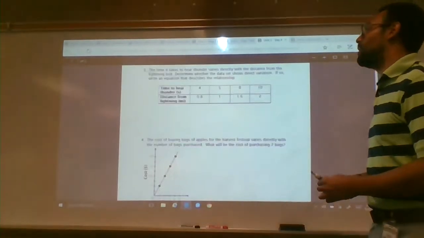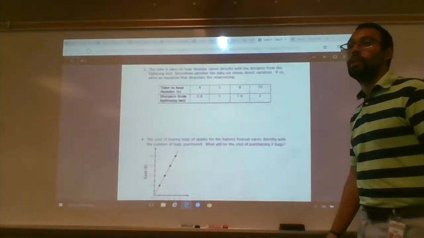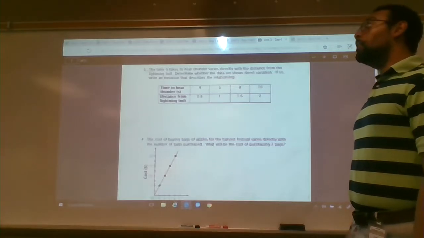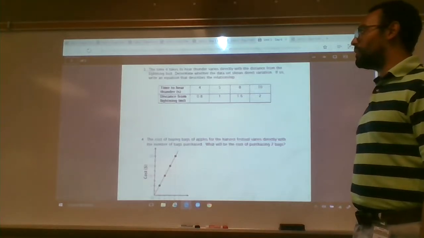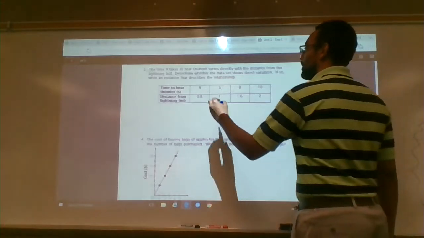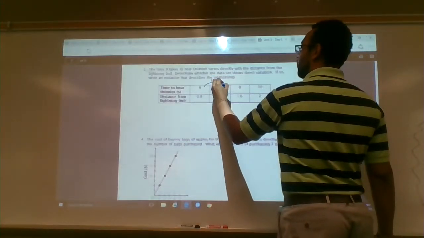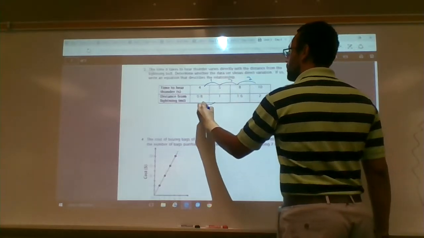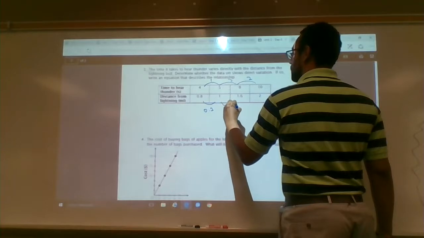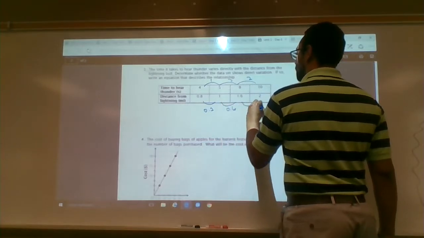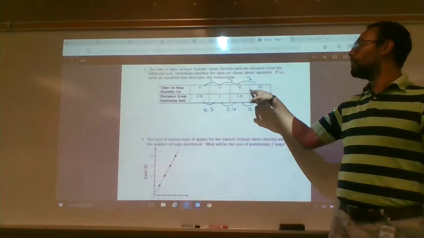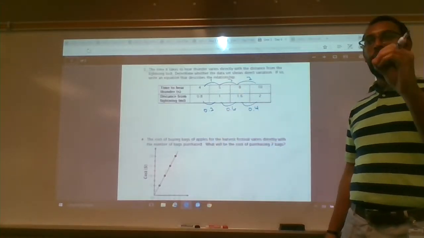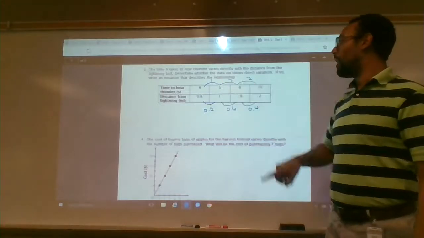The time it takes to hear thunder varies directly with the distance from the lightning bolt. Determine whether the data set shows direct variation. If so, write an equation that describes the relationship. So again, looking at the intervals, we have 1, 3, 2, 0.2, 0.6, 0.4. We have different increments for x and y, but we don't care. We care about the ratio of y over x.